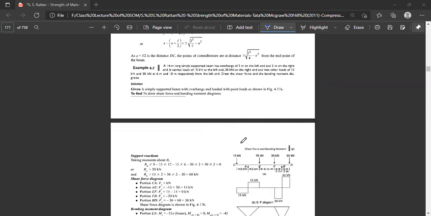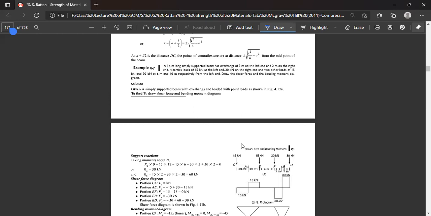Now, what we have here is a 14-meter long beam, simply supported with overhangs, 3 meter on the left and 2 meter on the right. It carries loads of 15 kilonewton at the left end and 30 kilonewton at the right end, and 2 other loads of 15 kilonewton and 30 kilonewton, at 6 and 10 meters respectively from the left end. Draw the shear force and bending moment diagram.